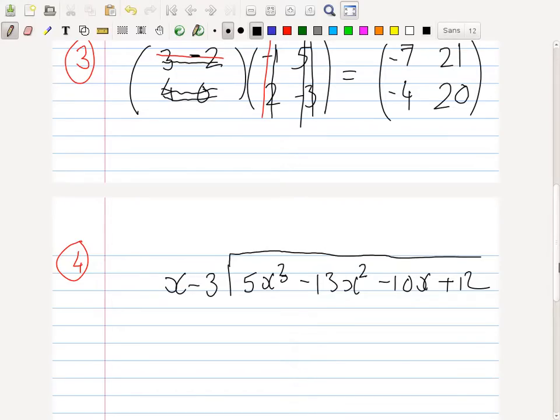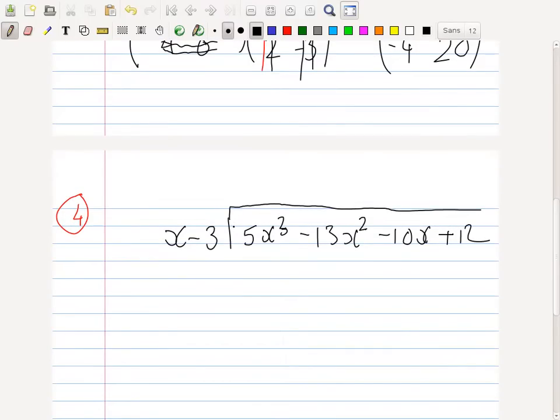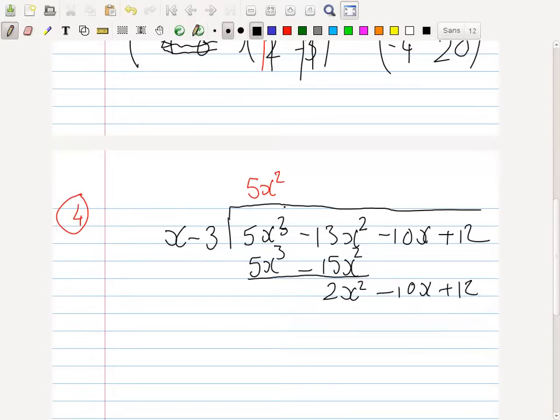Okay. So, first one now, x into 5x cubed, what do we get? 5x squared. So here I get 5x cubed minus 15x squared, and when I subtract, what do I have? 2x squared. And carry the remainders down. What's the next one? It'll be 2x.